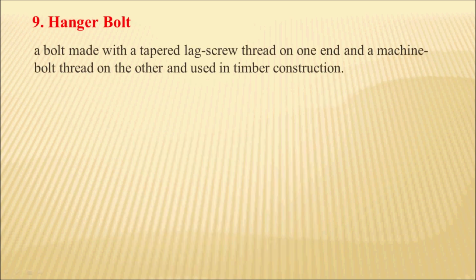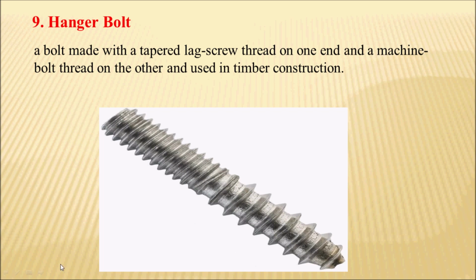Next is the hanger bolt. You can see the image of the hanger bolt. It is a bolt made with a tapered lag screw thread at one end and a machine bolt thread on the other end. These are the machine bolt threads. This type of bolt is generally used in timber or wood construction. You can see that type of bolt.